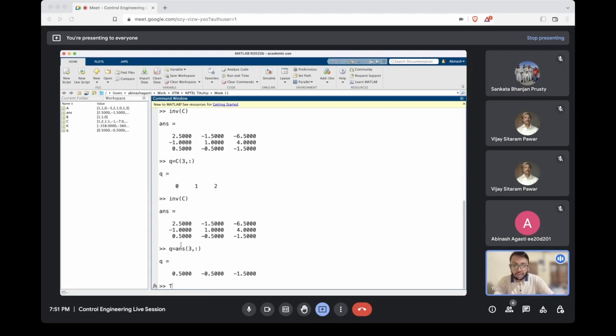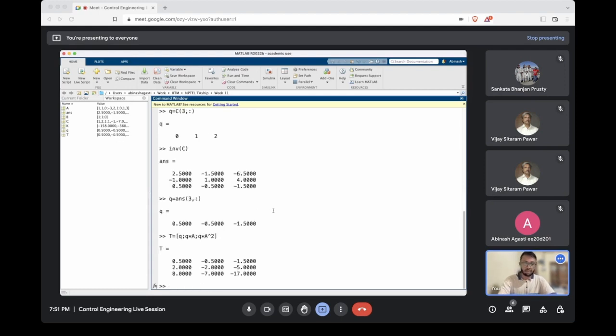So the new transformation is Q, Q A squared. So this is the transformation matrix. Let's again note it down. Give me a moment. Yeah. So we have found out T now.